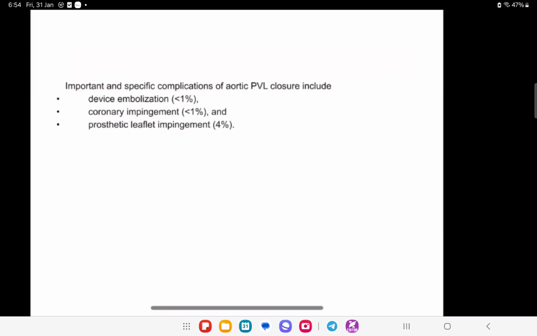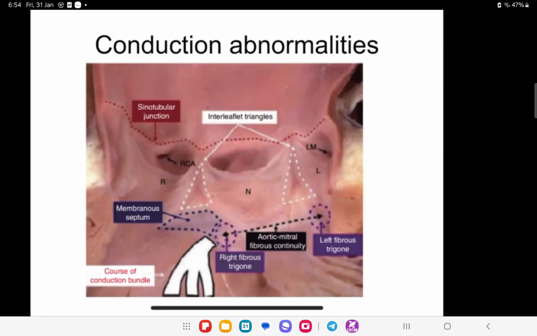Important and specific complications of aortic paravalvular leak closures include: 1. Device embolization, which is less than 1%, coronary impingement less than 1%, and prosthetic leaflet impingement less than 4%. Conduction abnormalities can also occur.